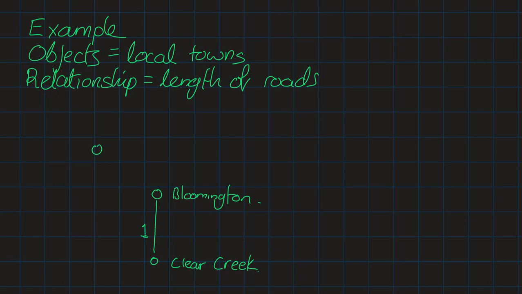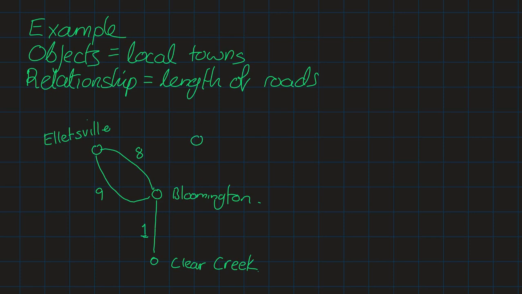Maybe I'll put Ellettsville up here. Okay, and apparently there are 2 roads to Ellettsville from Bloomington. One of them is 8 miles and one of them is 9 miles long. Okay, and these roads, they're two-way roads, right? All of these roads are 2 ways, so I don't need to add arrows to this.